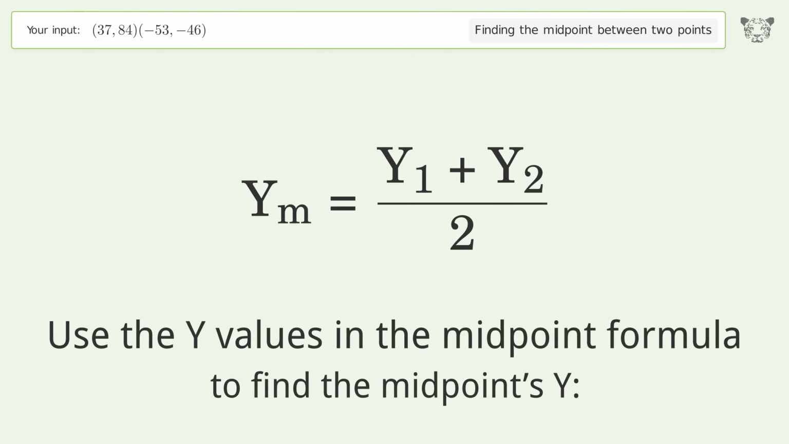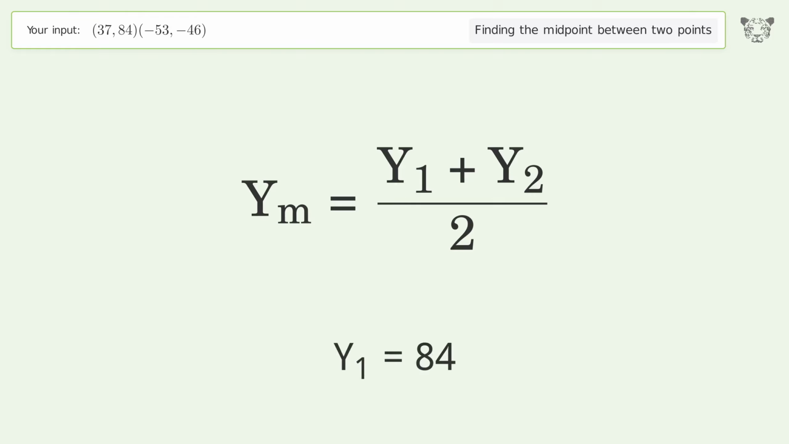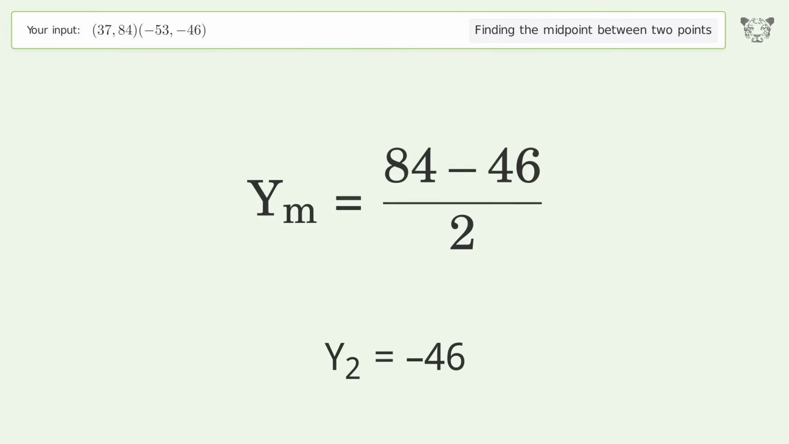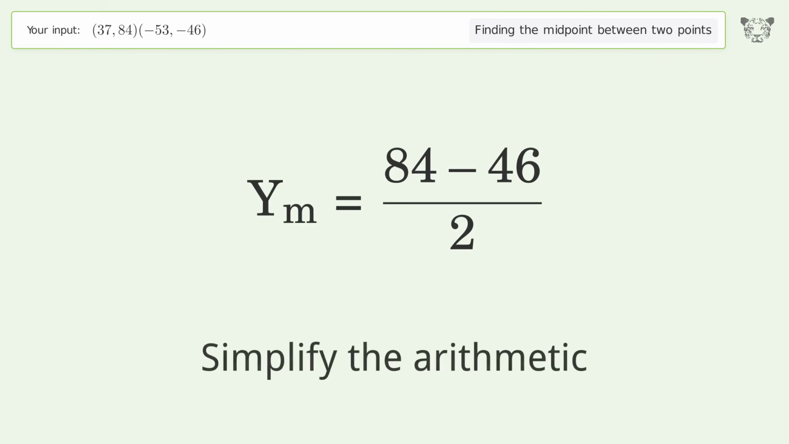Use the y values in the midpoint formula to find the midpoint's y. y1 equals 84. y2 equals -46. Simplify the arithmetic.